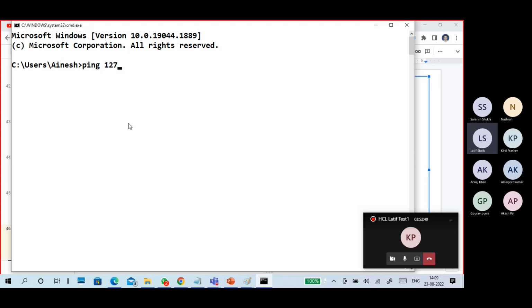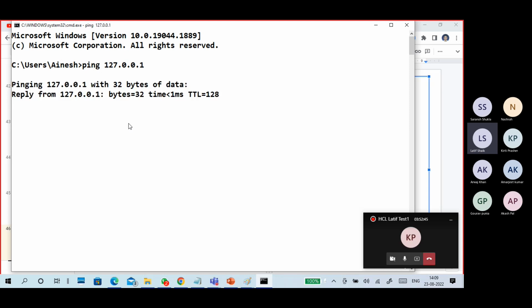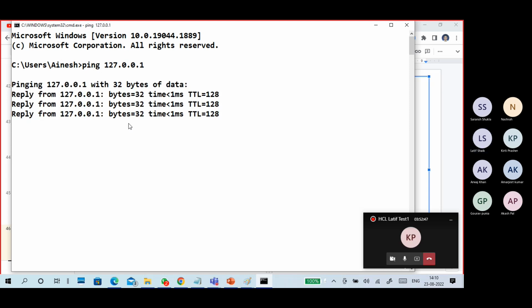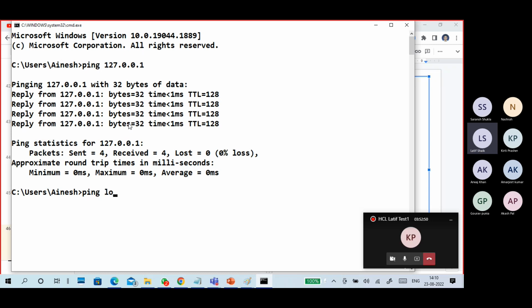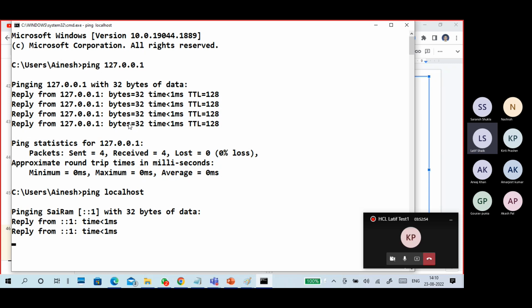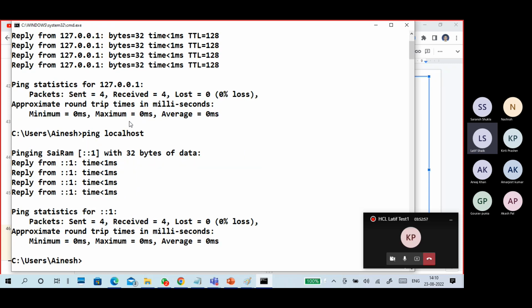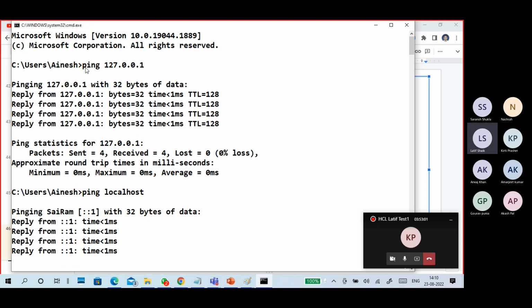How to ping yourself is ping 127.0.0.1. I'm pinging my localhost by name. It pings to colon colon 1. Why? Because IPv6 is configured in my PC, it will give colon colon 1. Okay, so this is how to test: ping 127.0.0.1, or ping colon colon 1, or ping localhost.